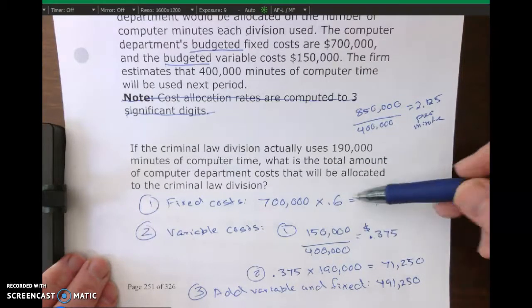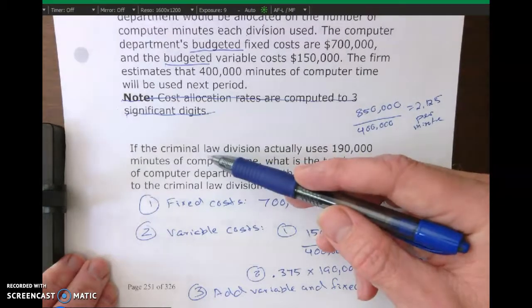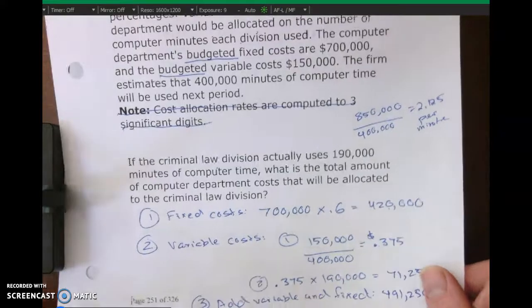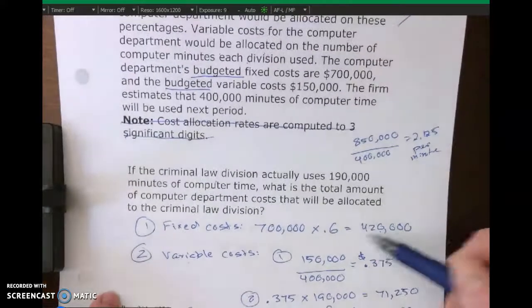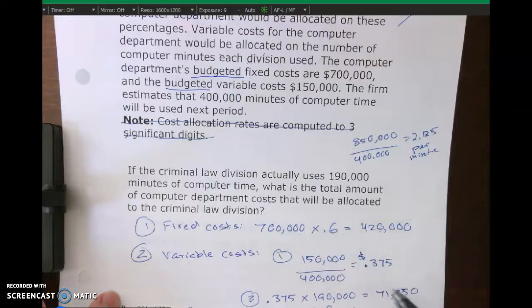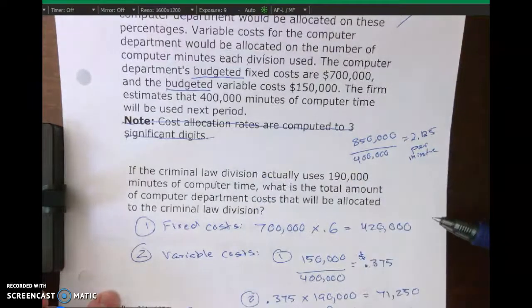If we can do it based on budgeted, it makes it easier for the person or the division receiving the cost to do their budgeting because they know exactly how much they'll get. In this case, they know they're going to get 60% of the fixed costs. In this case, they know they're going to get 37.5 cents allocated to them per computer minute time. So it makes it easier for criminal law to do budgeting.